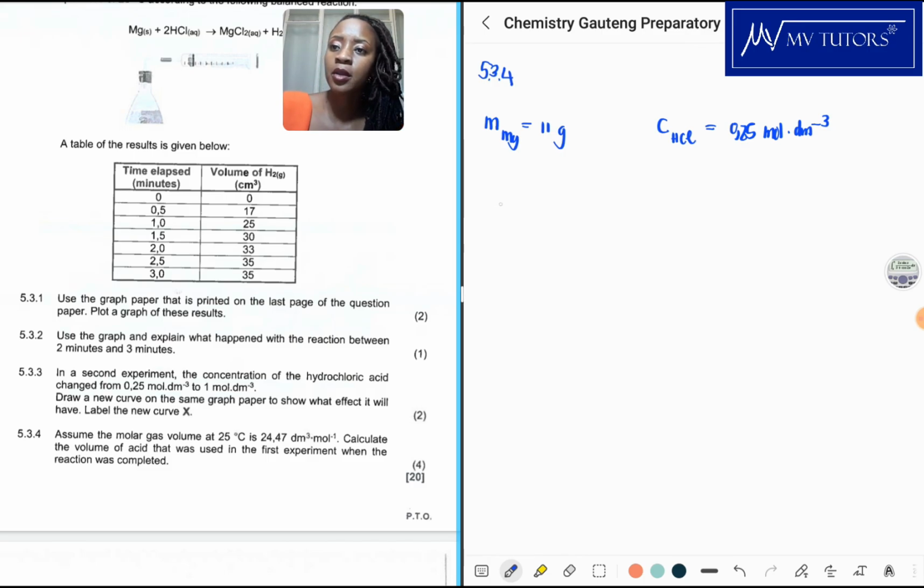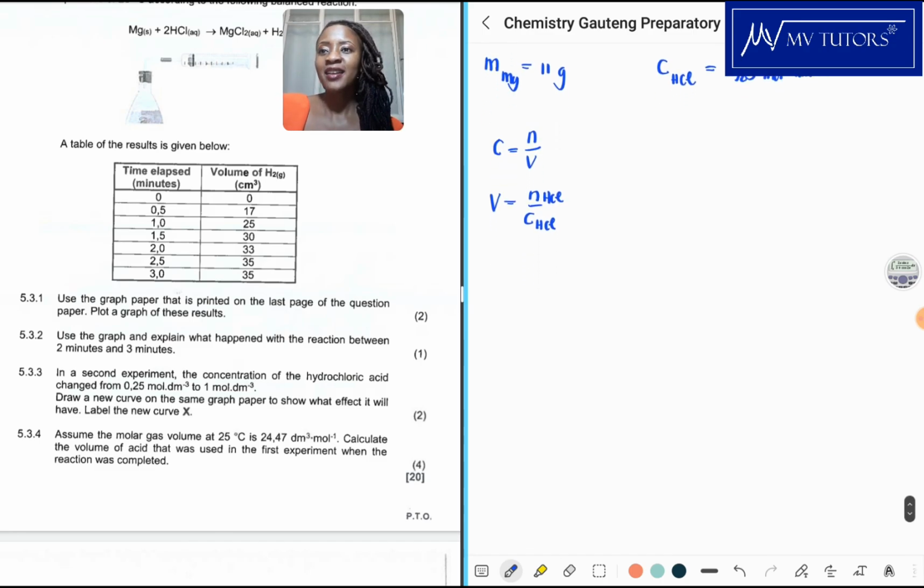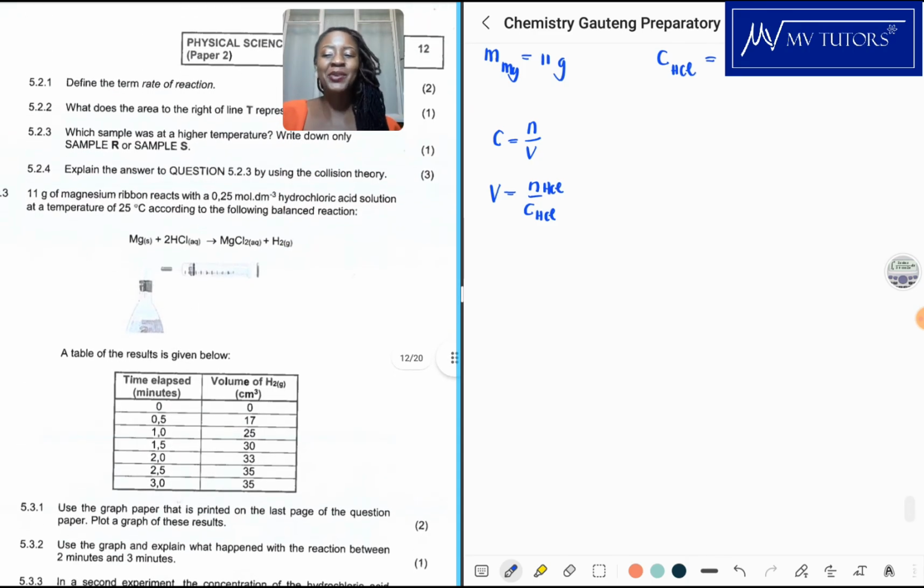Okay, and now we need to calculate the volume of the hydrochloric acid. So if you remember, concentration is equal to number of moles over volume. So volume will be equal to number of moles over concentration. So we have the concentration of hydrochloric acid. We just need the number of mole for the hydrochloric acid. Okay, so let's see, what can we do? First of all, I think we should be calculating the number of moles of magnesium. Then we look at our reaction equation and see the ratio for the number of mole for magnesium as well as the number of mole for hydrochloric acid. I see for magnesium is 1 mole to 2 for hydrochloric acid.